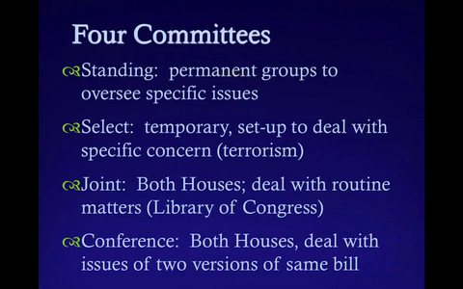There are 4 different types of committees in Congress. The first is standing committees. These are the ones that every congressman, every senator is going to be assigned to, and these are our permanent groups, and their job is to oversee specific issues.